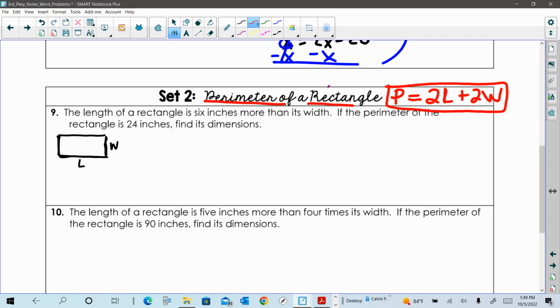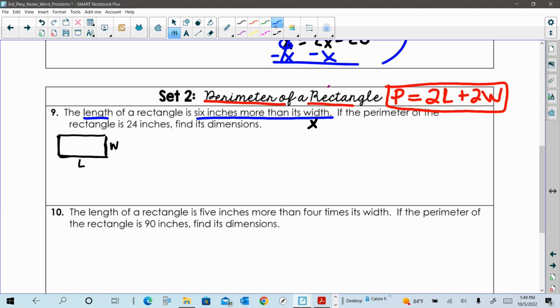If we look at this first sentence, it says the length of the rectangle is 6 inches more than the width. The key here is we're talking about length, but that it is 6 inches more than the width. And there's the end of our sentence. We're comparing this length to the width. This is the unknown, and usually at the end of the sentence is where our x is going to be.